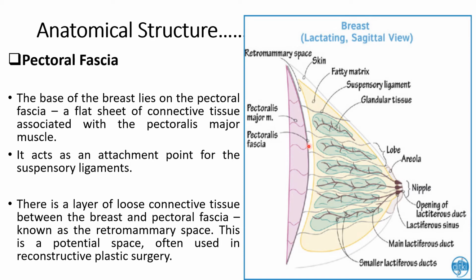Then this is the pectoralis fascia, this is the pectoralis minor muscle, and this space is the retromammary space, which is the space between the pectoralis fascia and the breast tissue. This is the space that is used often in reconstructive plastic surgery. Surrounding the mammary gland or lobule, you can see the fatty material or fatty matrix in between and surrounding the mammary glands.